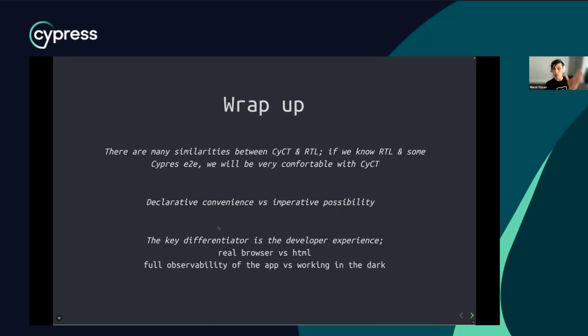But I think the key differentiator is the developer experience. On one side, you have the real browser. On the other side, you have HTML. On one side, you have full observability of the application. On the other side, you're working in the dark. And this makes the entire difference when you're iterating in your engineering processes. It just makes everything so much faster.